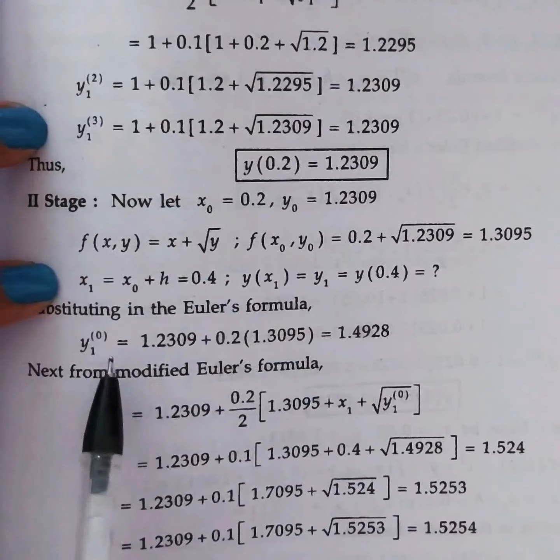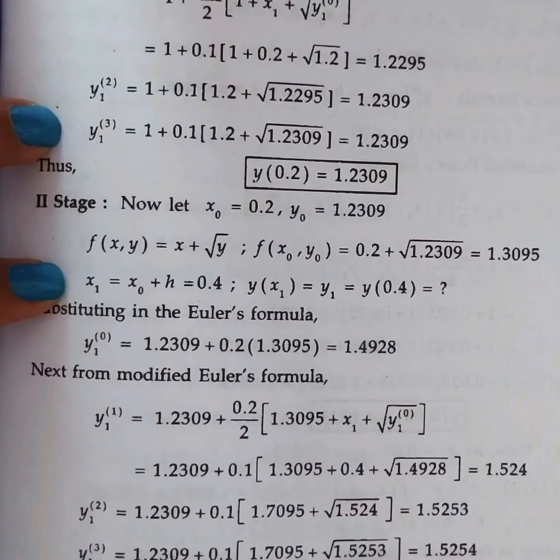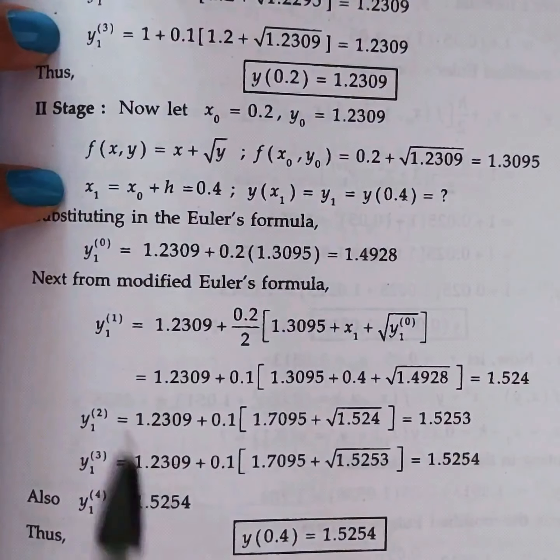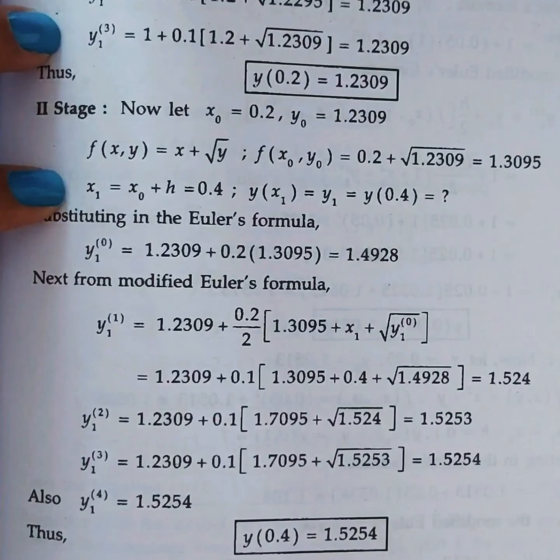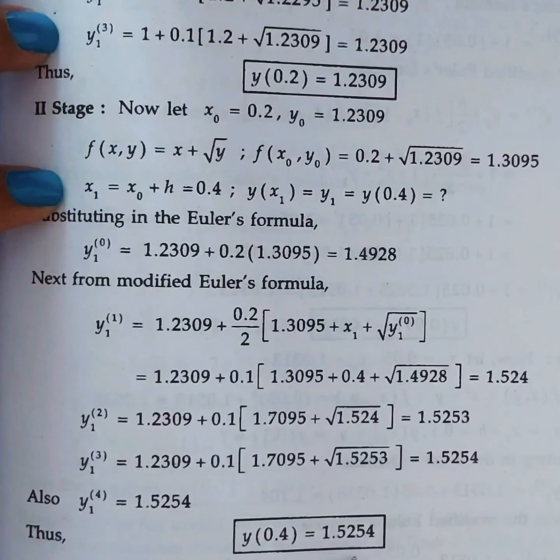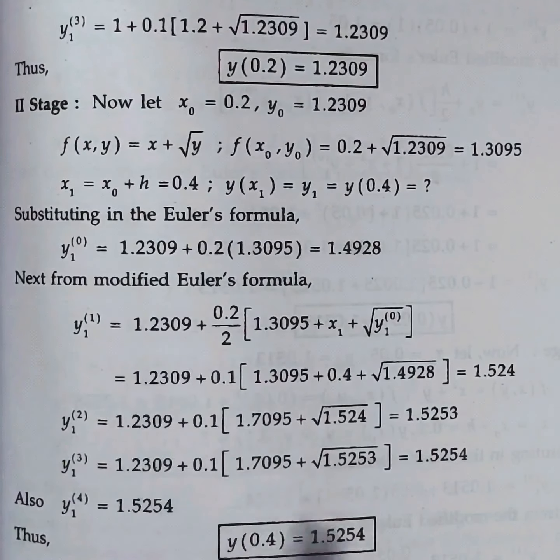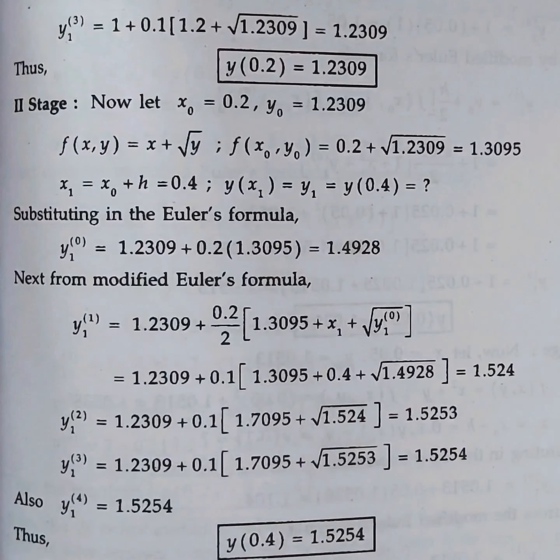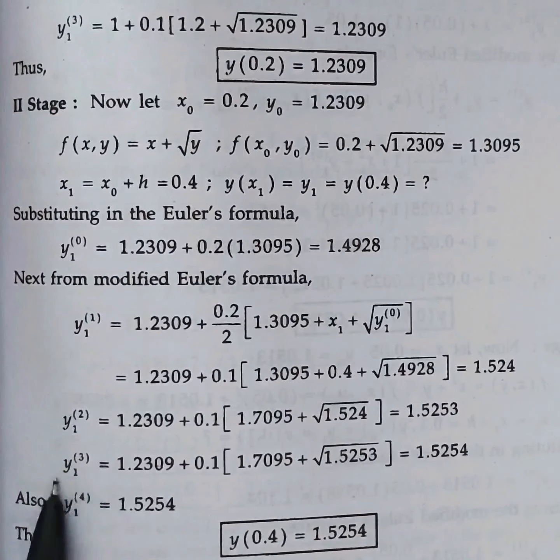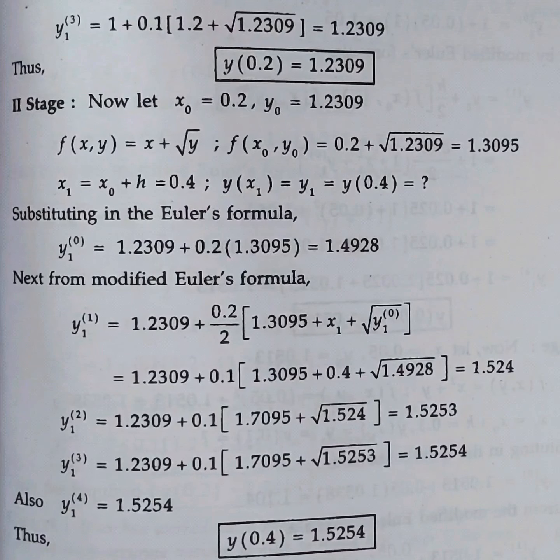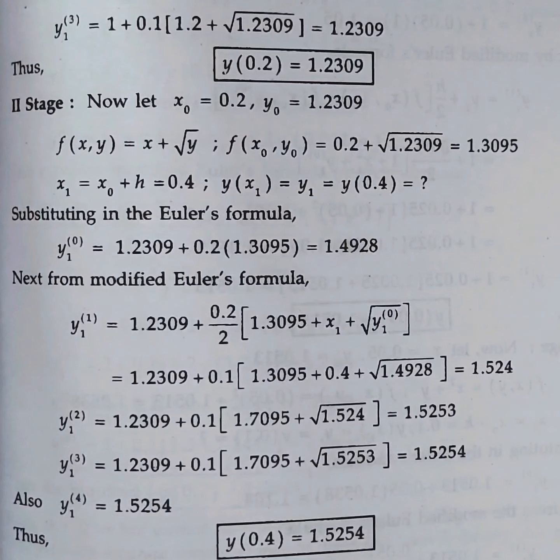So we are repeating the same procedure, y1 of 0, first modification, and y1 of 1, y1 of 2 and y1 of 3. The procedure is the same, but with your new x0 and y0 values. Finally we are getting the answer as 1.5254. So there's nothing great in modified Euler's method. The only thing is you may end up writing a wrong formula because of this h by 2 and all those things. Since this is easy, even here they have gone up to the third approximation. If you are running short of time in the examination, you can stop with 2 modifications. That's more than enough.